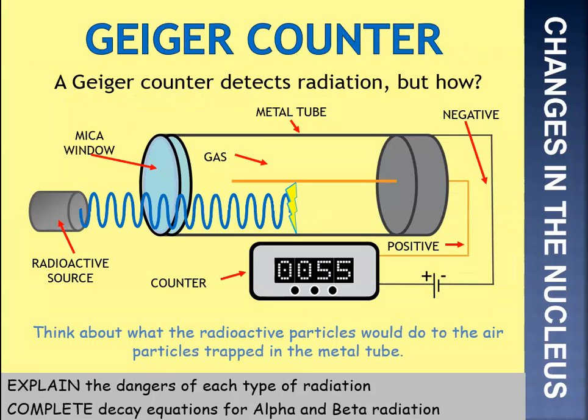Here's a Geiger-Müller tube. The Geiger-Müller tube detects radiation, but how does it do it? So we have our radioactive source, we have this window where it passes through. Inside that metal tube we've got a gas. What do you think that lightning sign means? We've got positive and negative there, and a counter. So think about what the radioactive particles would do to air particles that are trapped in the metal tube. Give yourself a minute, answer the question.